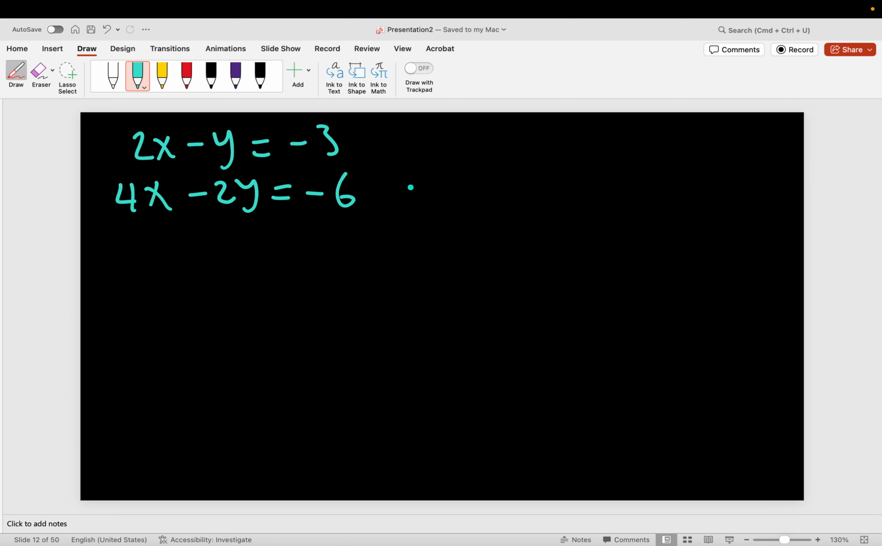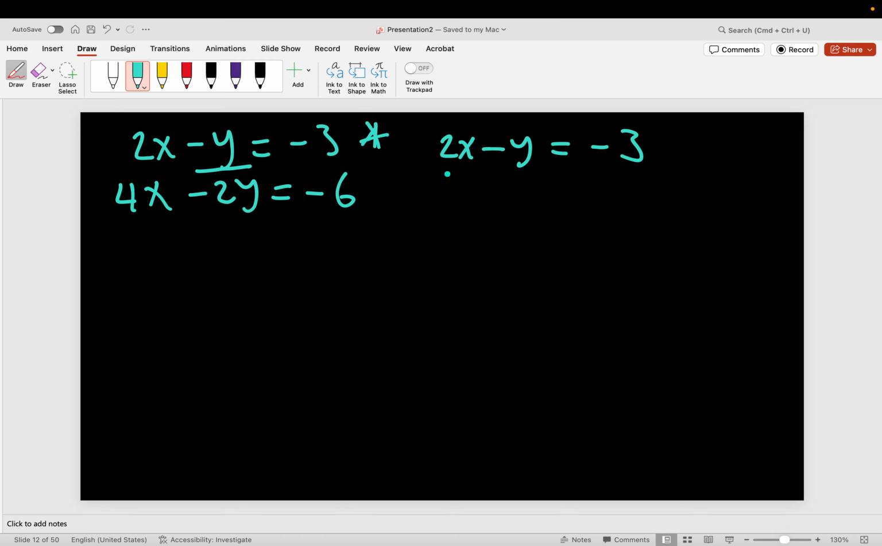Okay, now that you've guessed, let's actually solve for it, and then let's see if your guess was true or not. Okay, so I will do substitution so that the people that like substitution are happy. I'm going to pick my easiest equation to start with, which is this one, and then I'm going to choose my easiest variable to solve for, which is this one. It's going to be 2x minus y equals negative 3.